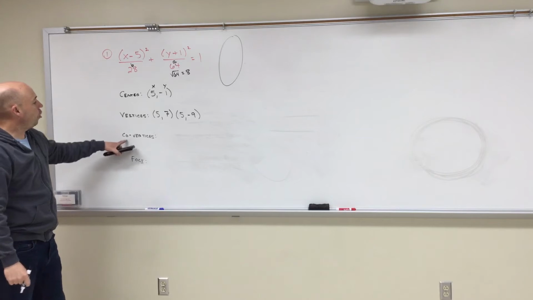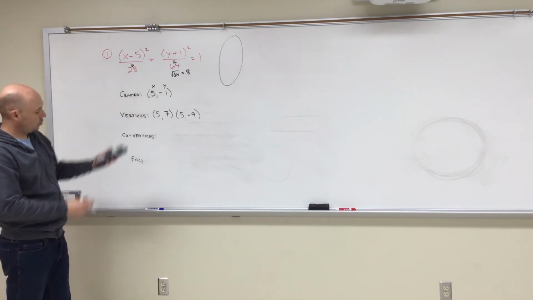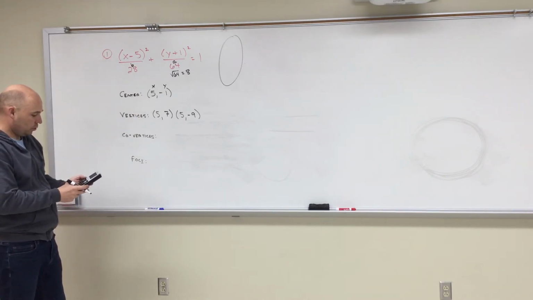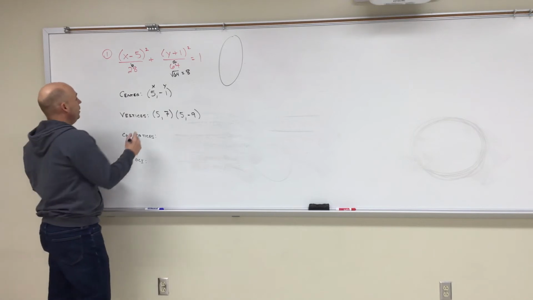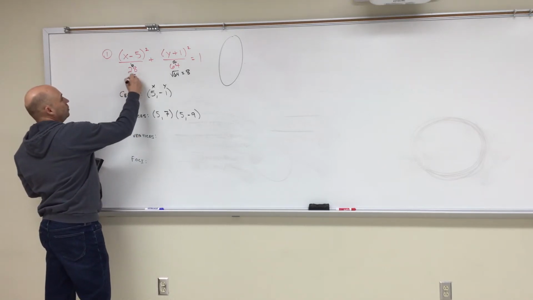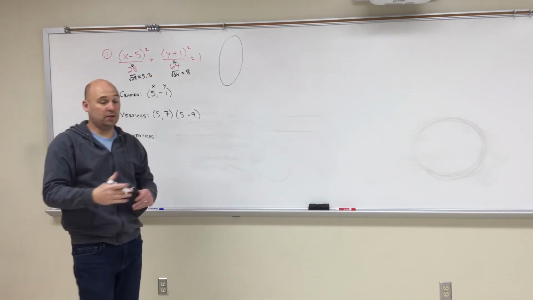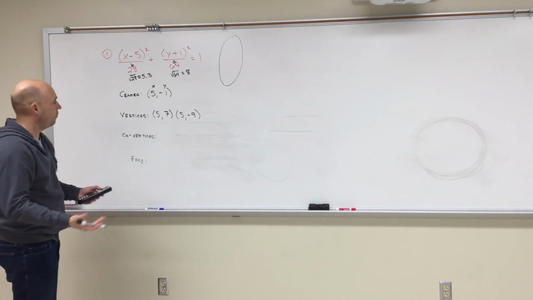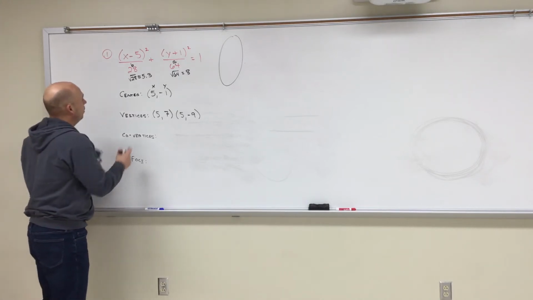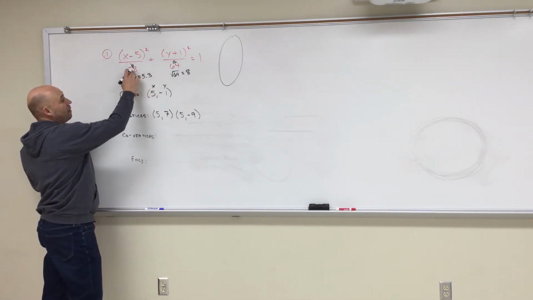Okay? Co-vertices. Co-vertices will be the square root of 28. And the square root of 28 is 5.3. So my b value is going to be about 5.3. And it's okay to take the square root and get a decimal with this stuff, because you can't graph radicals. It's hard to graph radicals. So let's just graph decimals. So this is my b value.